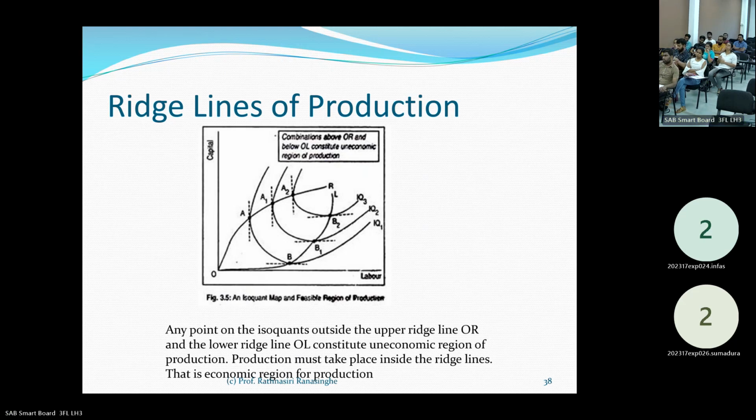We know that the positive marginal productivity you can gain by combining those labor inputs and the chemical inputs. So any point on the isoquants outside of the upper ridge line or the lower ridge line constitutes uneconomic regions. Those are not feasible regions, economically not favorable points. So the production must take place inside the ridge lines. That is the economic region, the feasible region.